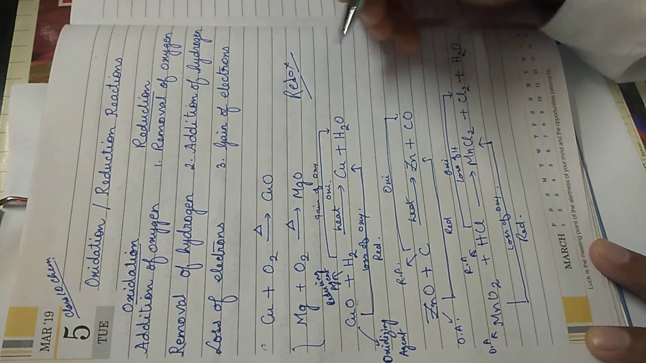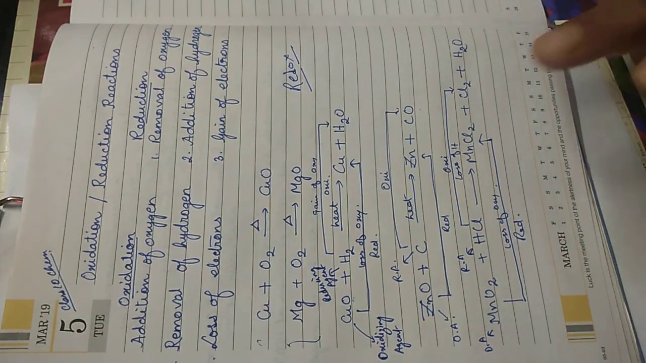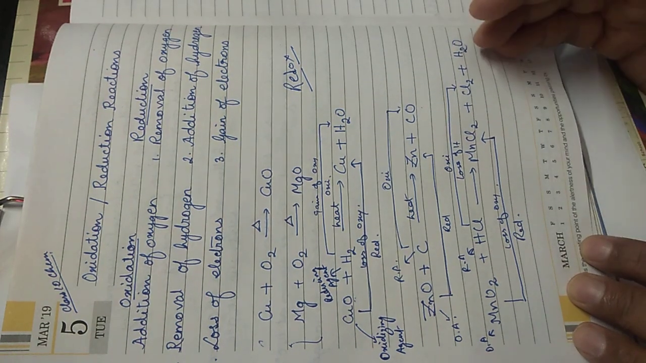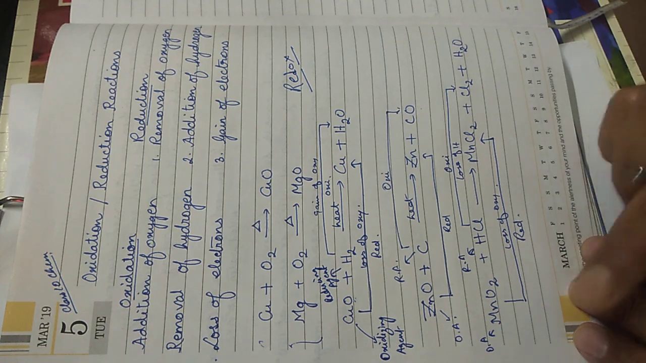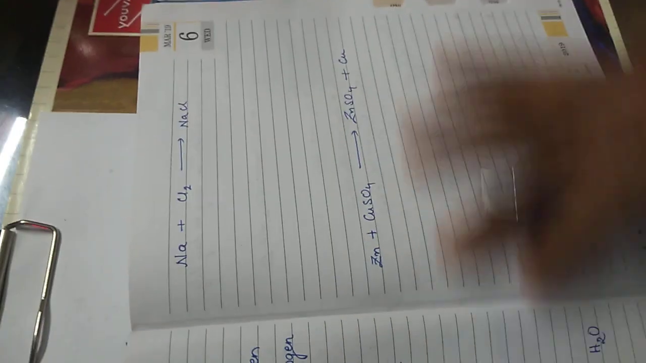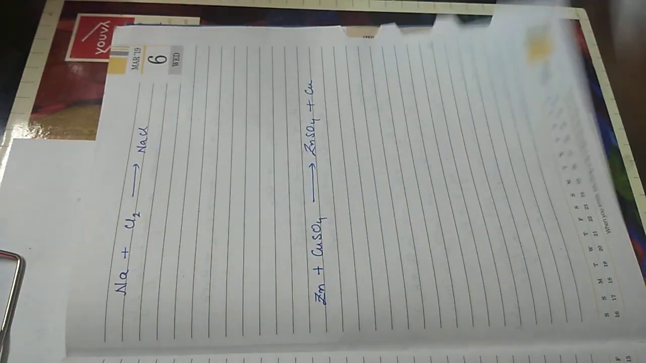Reduction and oxidation both are going on. So whenever such examples are given, not only do you have to identify what is undergoing oxidation and what is undergoing reduction, but also which is the oxidizing agent and which is the reducing agent. Now let us take another example where there is no hydrogen and oxygen involved.